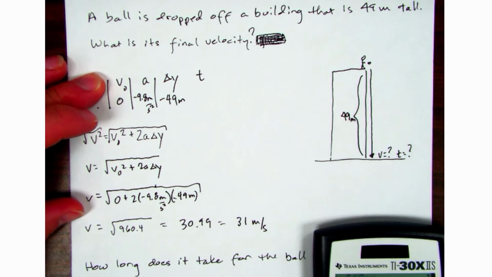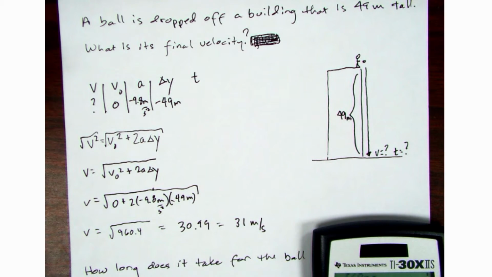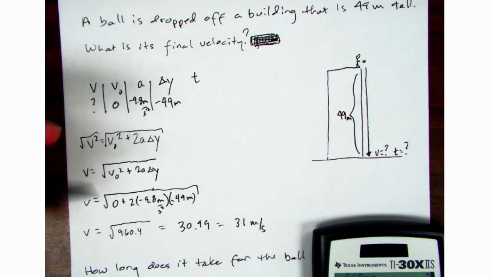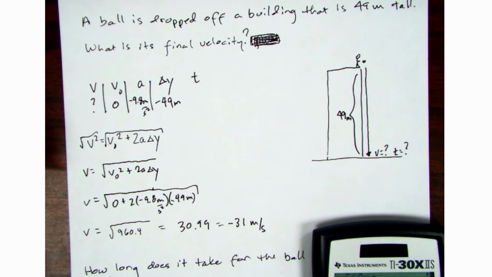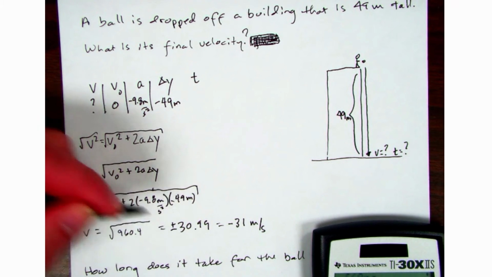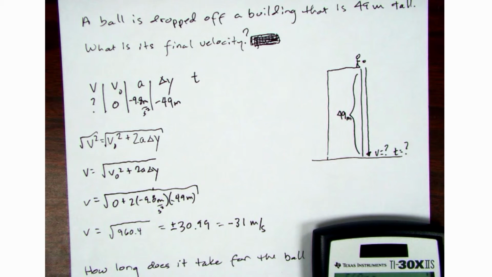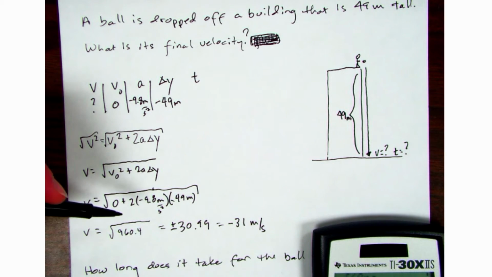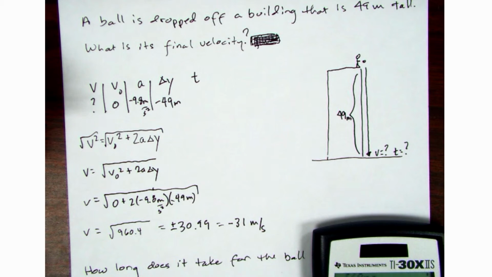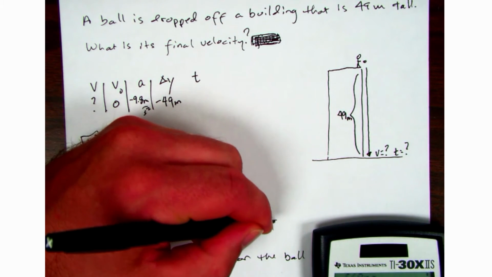Now we have to do one more check. The ball is moving down, so that means it has to be a negative velocity. I can use my knowledge of physics to add this negative sign right here, but I can also use my knowledge of math. Whenever you take the square root of a number, you are given the plus and minus root. And again, using your knowledge of physics, you have to pick the negative root in this case because of its downward direction. That negative sign needs to indicate which way it's going. So that's our final answer.